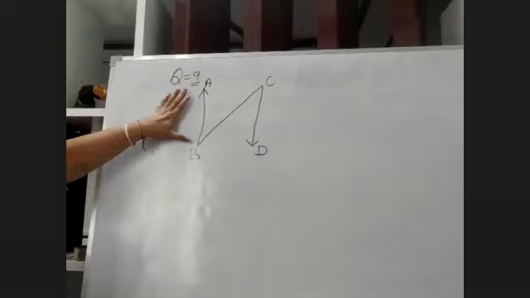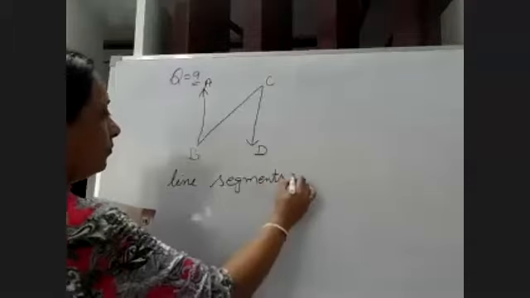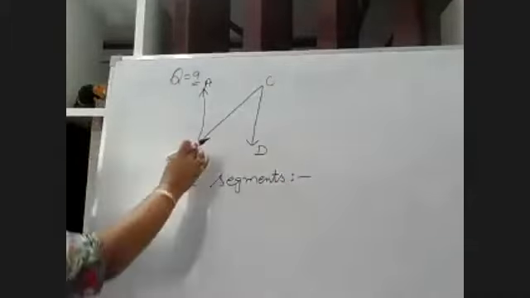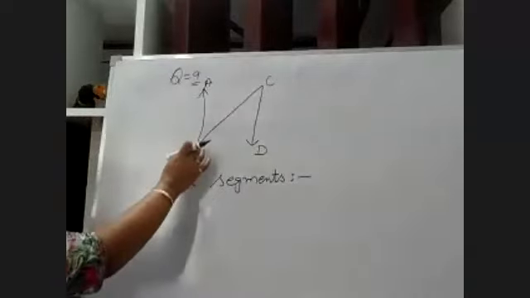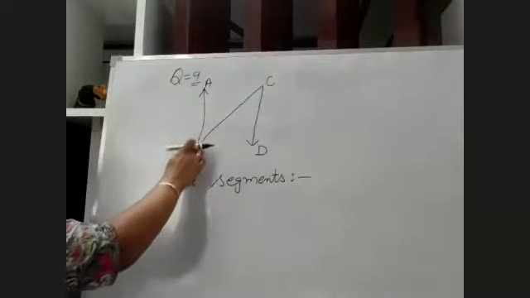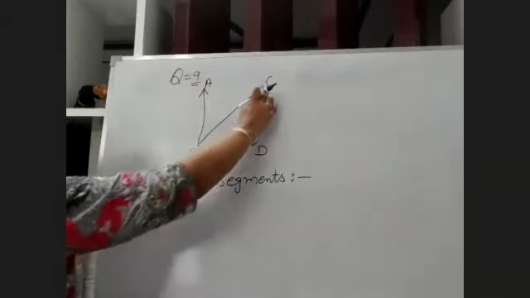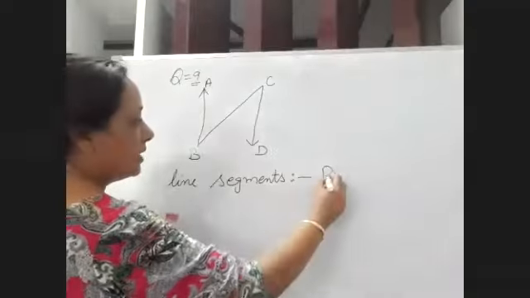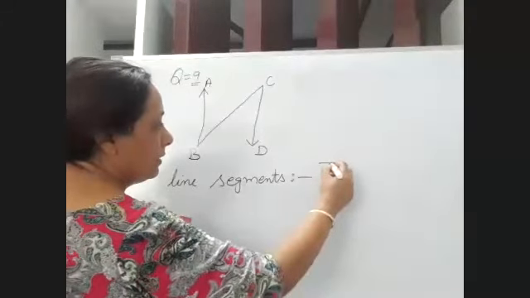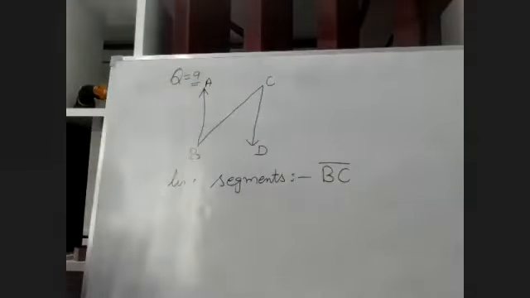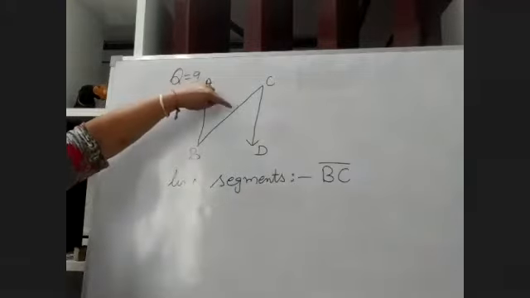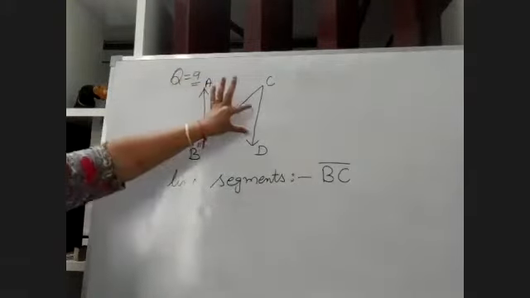Now, first line segments. In this figure, we have one line segment and two rays. The line segment is BC. We'll write it as BC. In this figure, students, we have one line segment and two rays.